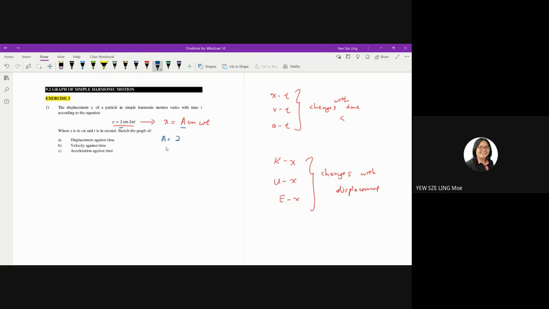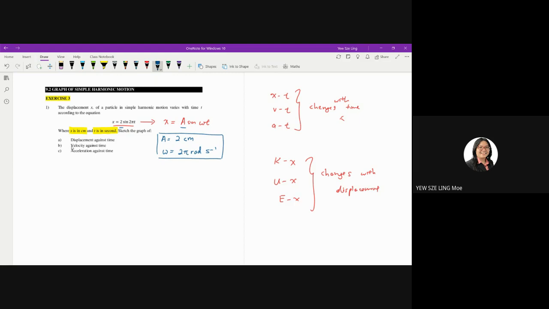Now, what is the unit for A? Again, you look at the unit for x. x is in terms of cm, therefore A is also in terms of cm. Then by comparison, we have omega equals 2 pi radian. Radian per second or per minute depends on the time. t is in seconds, therefore we have omega equals 2 pi radian per second. So this is the information that we obtain by comparing the equation given with the general equation.